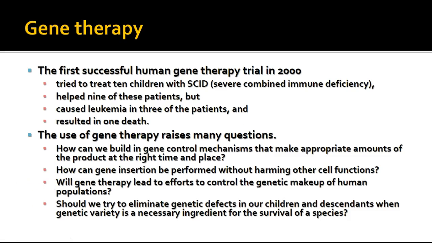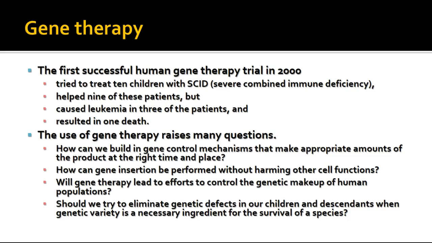The first successful human gene therapy trial was in the year 2000, not that very long ago. They were trying to treat children that had a condition called severe combined immune deficiency. These are children that basically do not have much of an immune system. So the treatment that they do is similar to what we just went through, helped 9 of the patients, but caused leukemia in 3 of them, and 1 child died as a result of the therapy. And so it sounds like it's pretty good if you have a 90% success rate, unless your child is the one in 10 that might not be helped by it. So we have to think about a lot of things before things like this are attempted.